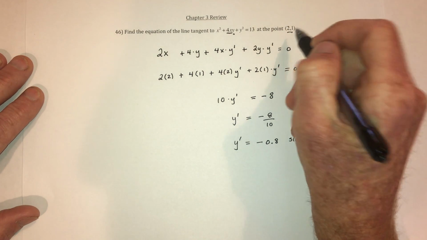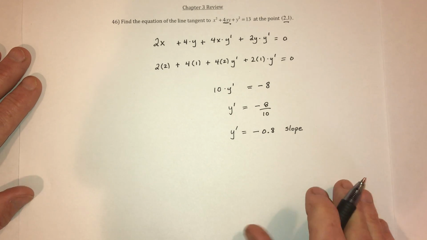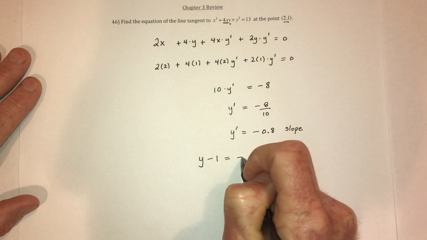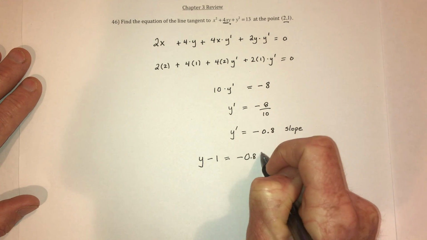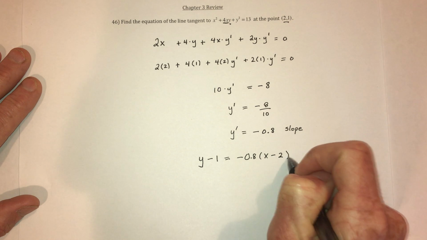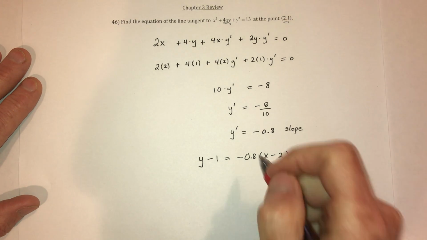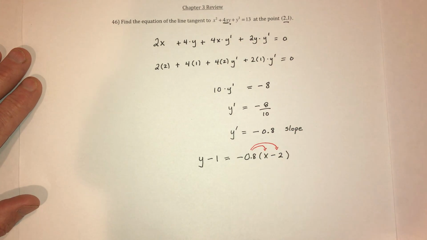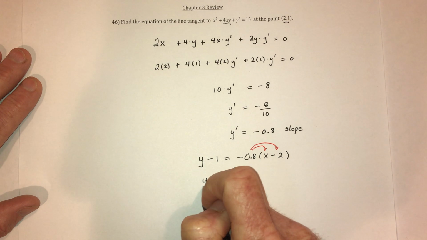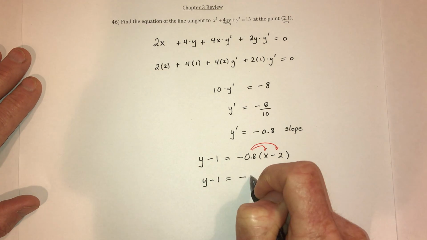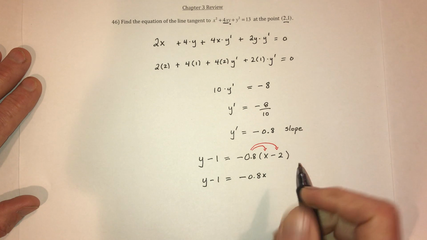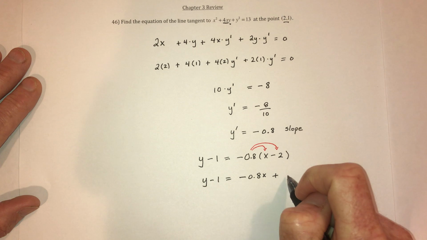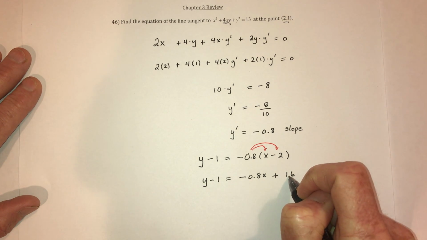And we already have the point, so we could use the point slope formula to find the equation of a line. y minus the y value equals the slope times x minus the x value. And then go ahead and distribute that negative 0.8. So it's negative 0.8 times x, and then negative negative will be positive. And I know that 2 times 8 is 16, but then it's going to have a decimal right there.